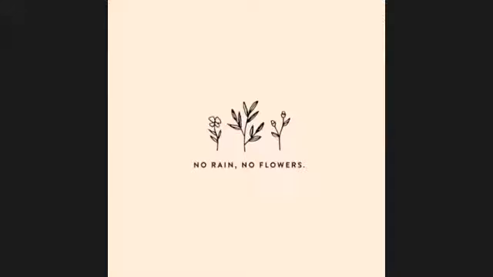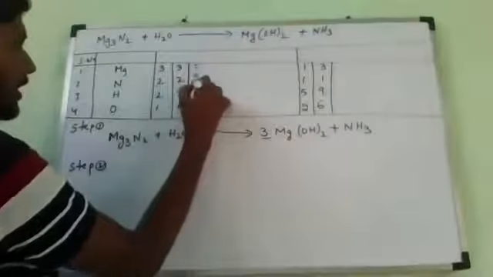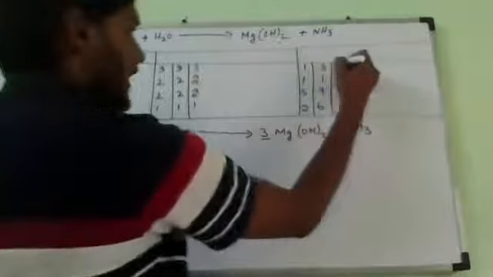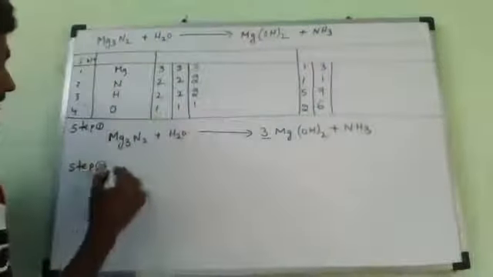Product. So reactant side, no change. So 3, 2, 2, 1, and this side. What do we have to balance it? Step 4. Write it now.